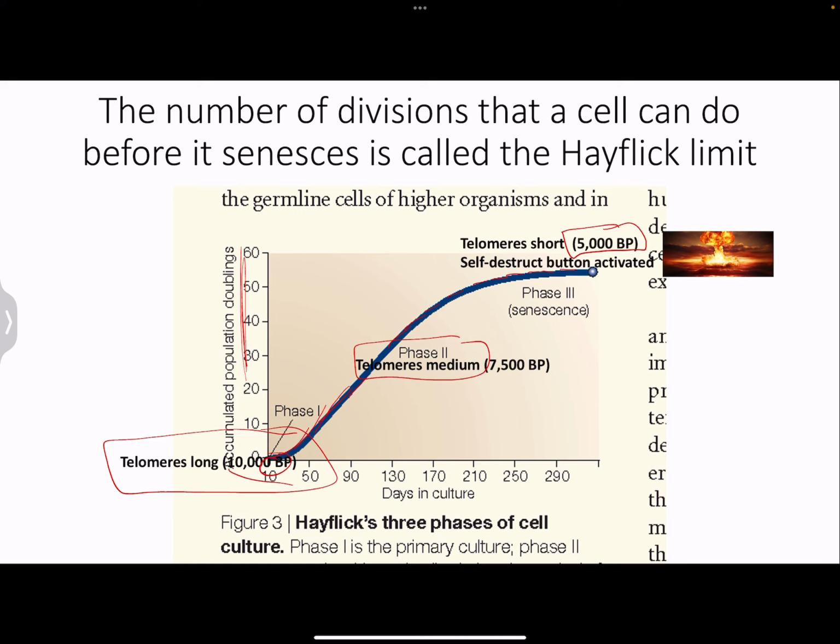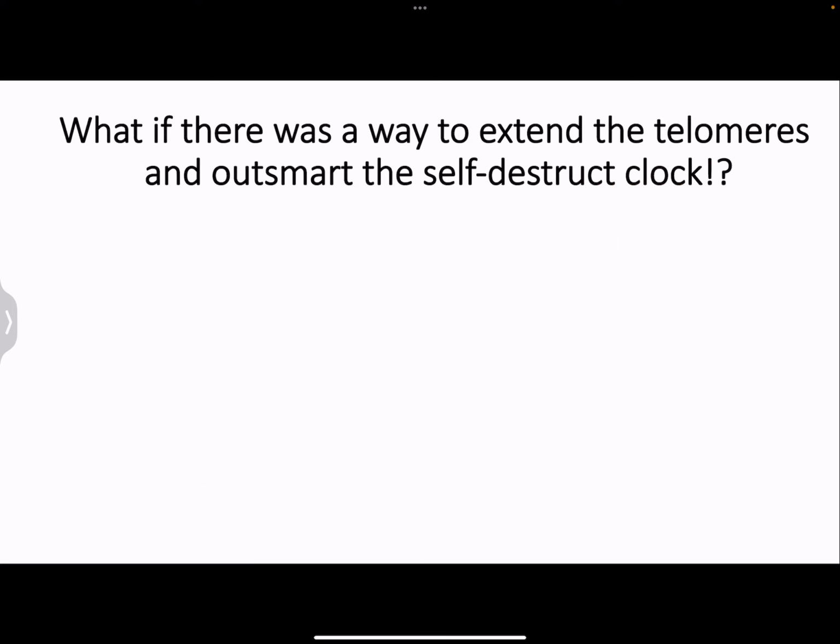And so this is the Hayflick limit. It's how many times a cell can divide before it just sort of stops. And the reason it's stopping is the telomeres are getting short. And it's going to vary depending on if you're talking about a fibroblast or an adipocyte or whatever. Fibroblasts are like 50 something, and it's going to vary. So what if you could extend the telomeres, right? Could you outsmart the self-destruct clock?